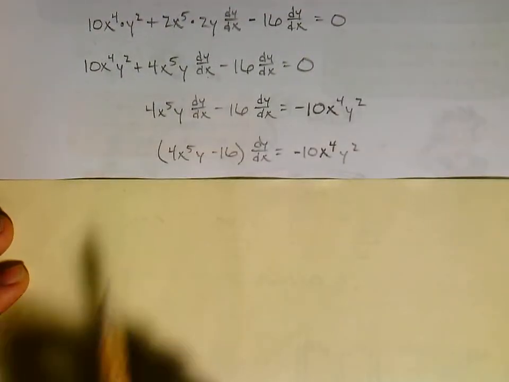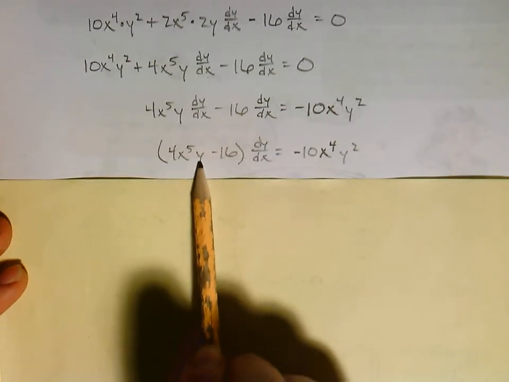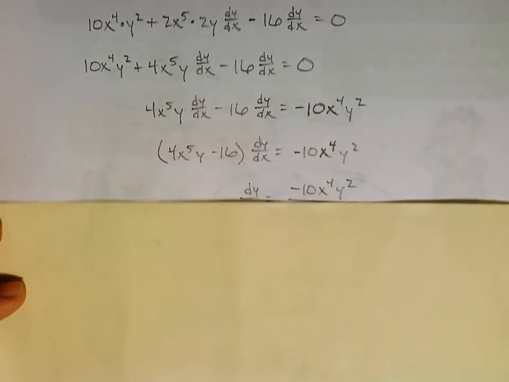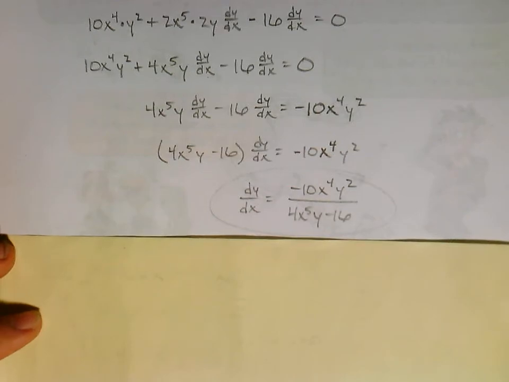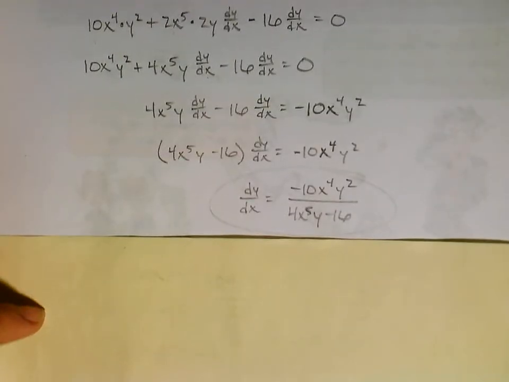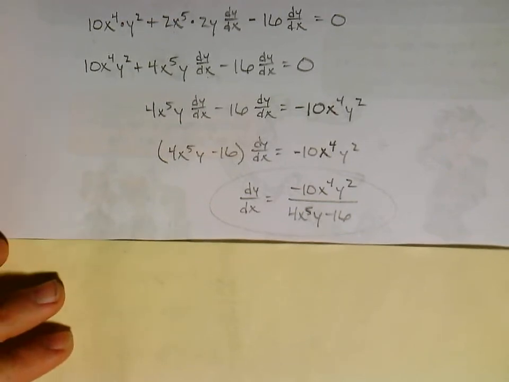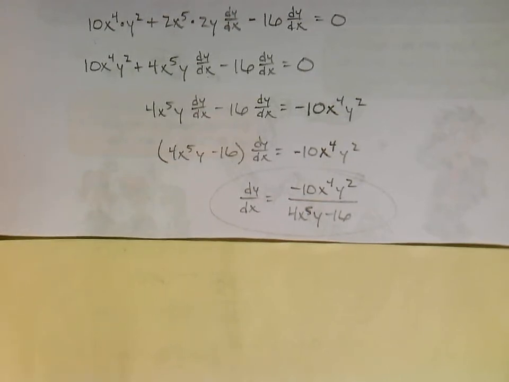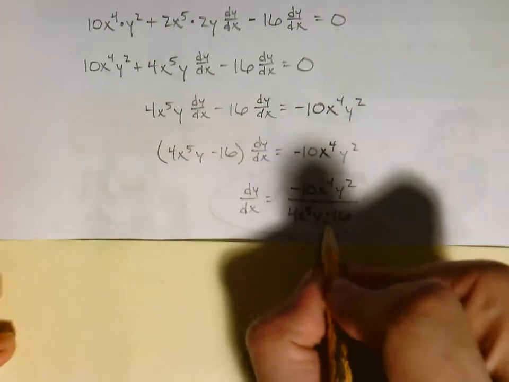And then to finish this off, once we have it factored, we can divide that whole thing underneath. For this problem, dy over dx equals negative 10x to the 4th y squared over 4x to the 5th y minus 16. And we got it. Now that's a derivative right there. Wow.